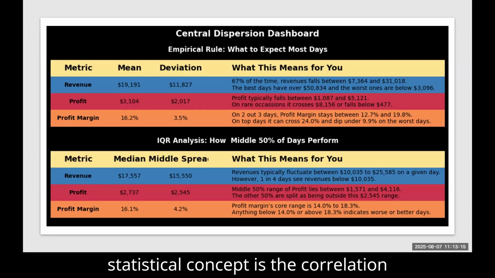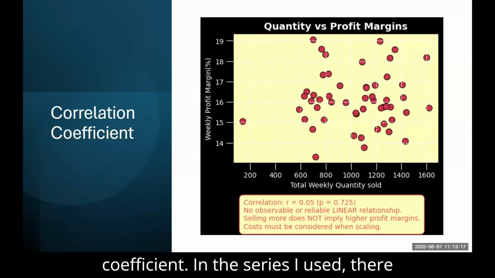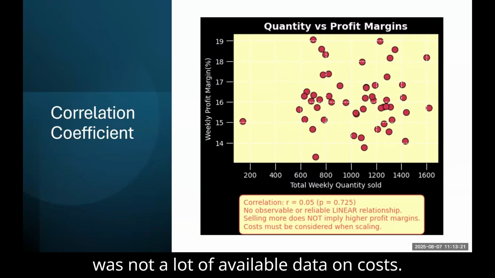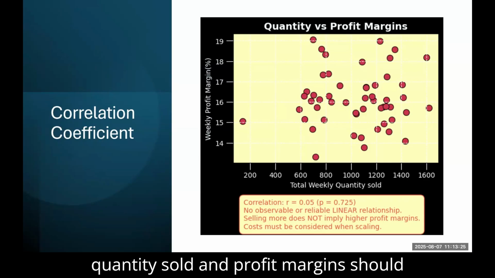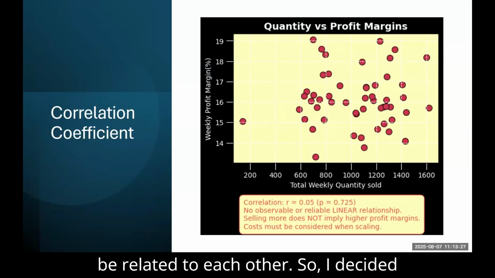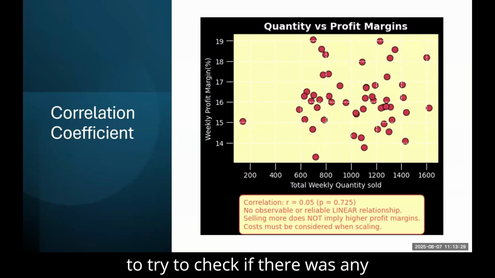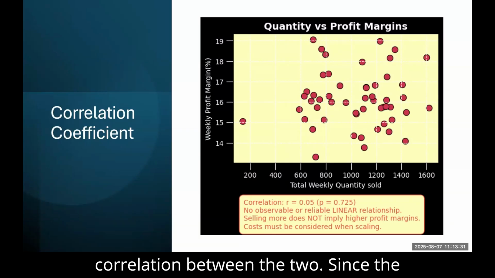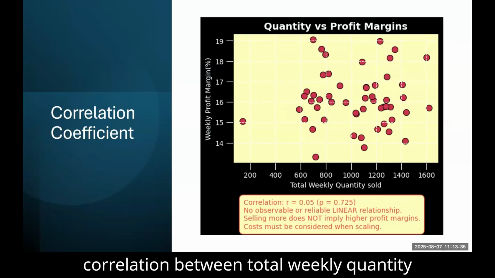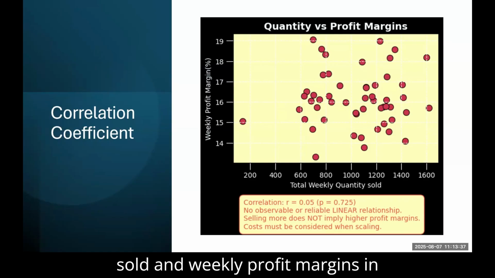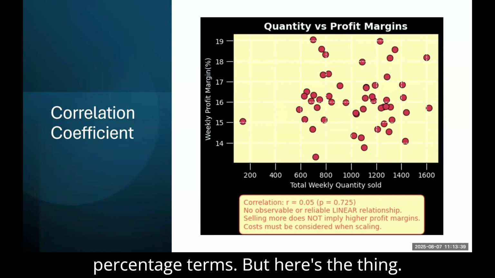The third statistical concept is the correlation coefficient. In the series I used, there was not a lot of available data on costs. A lot of people would assume that quantity sold and profit margins should be related to each other. So, I decided to check if there was any correlation between the two. Since the cost data is missing, I found this really interesting pattern that there is no correlation between total weekly quantity sold and weekly profit margins in percentage terms.